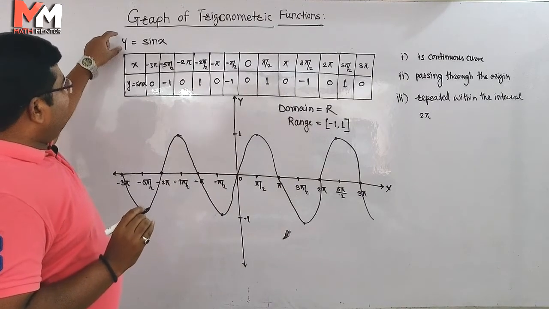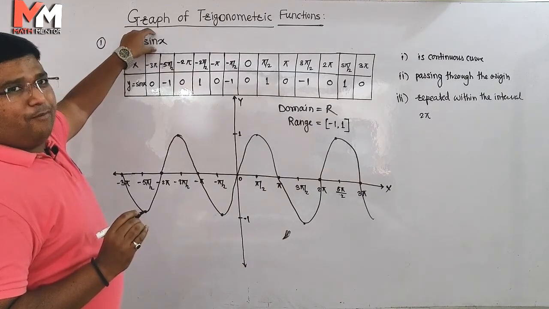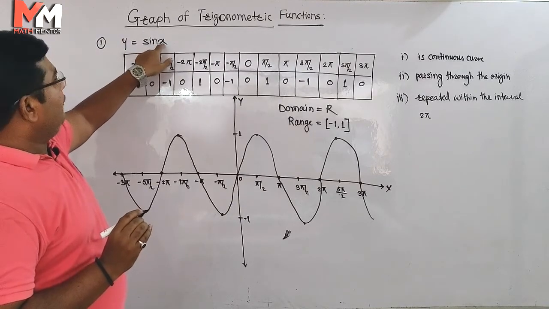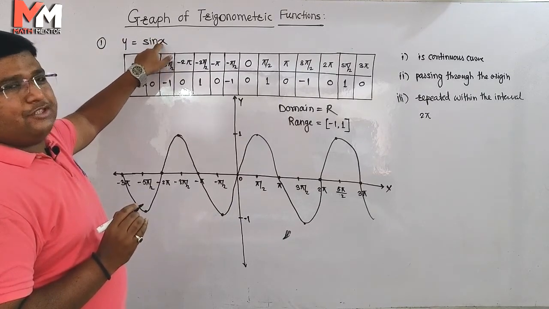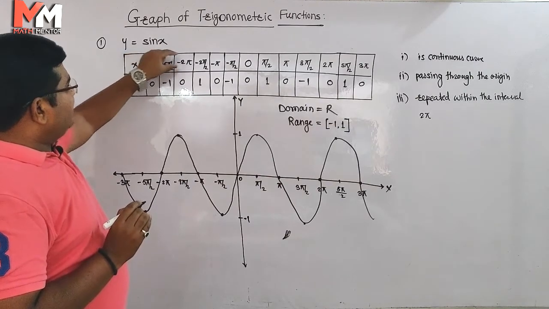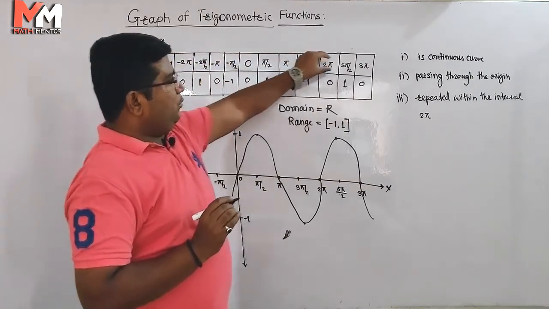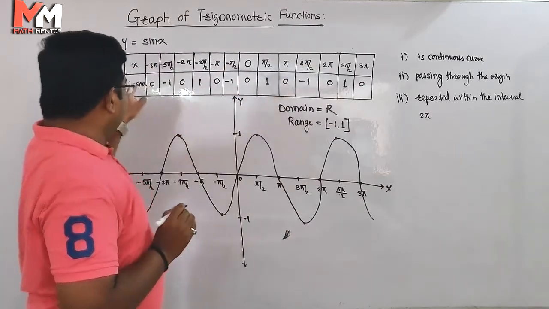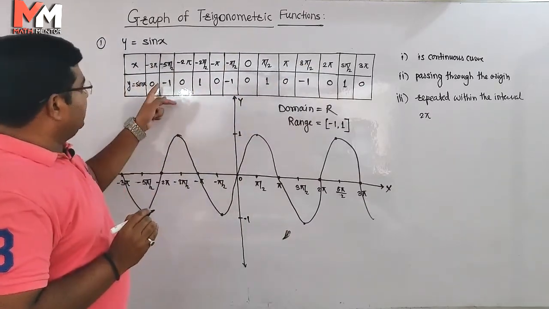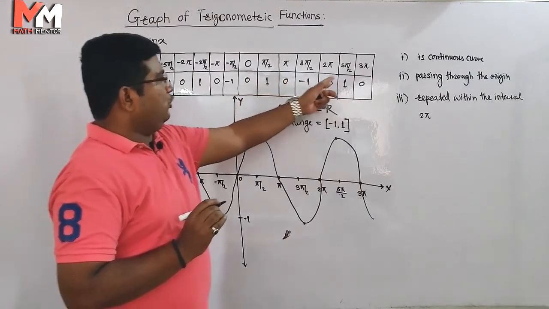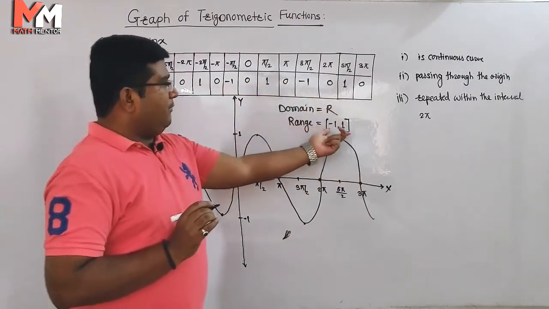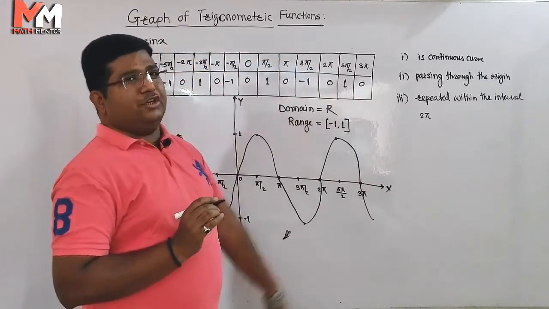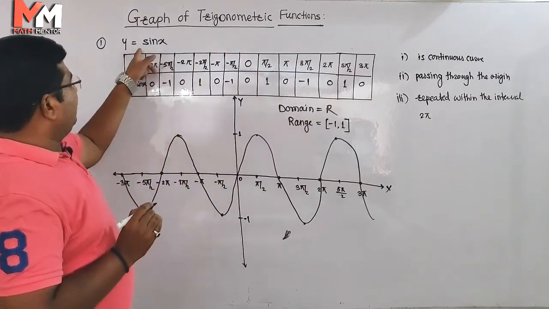So y is equal to sin x is the equation form of the function, where x is the angle measured in radian. When we are talking about trigonometric functions, angles measured in radian are to be taken as real numbers. So this is the domain and this is the range. Here the range is minus 1 to plus 1 in the closed interval, and the domain is the set of real numbers. So this is the domain and range of the function y is equal to sin x.